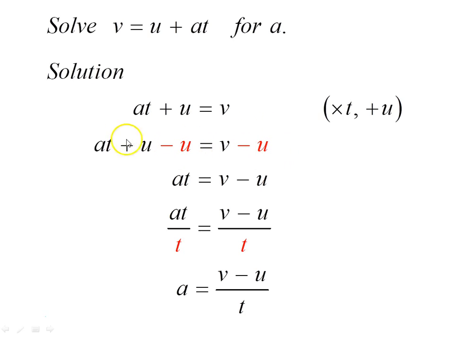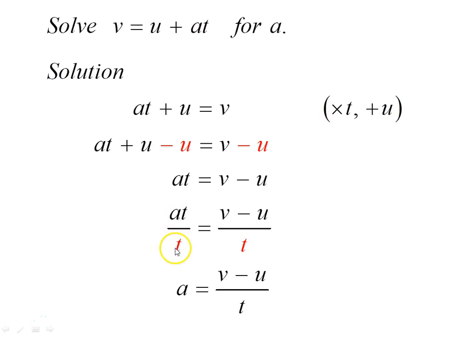So on the left-hand side, we have at, the product at, plus u minus u, and plus u minus u cancel out, leaving us with the product at. And on the right-hand side, we have v minus u. Now, the next operation to get the pronumeral a by itself is we have to deal with the times t here. The inverse operation for times t is divide t. So we divide both sides of the equation by t.